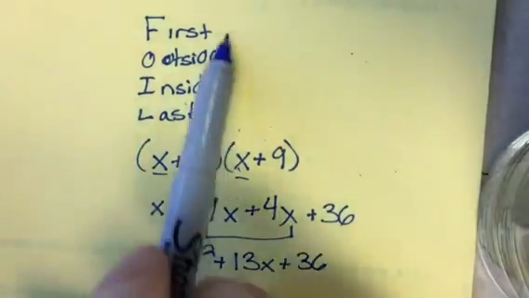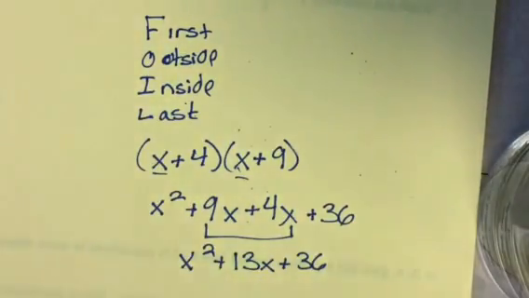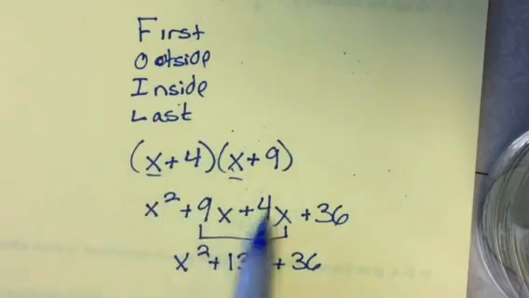So I don't usually think of it as FOIL, but this is how a lot of teachers will teach it. They will say, well, we have to FOIL the problem, which just means we have to distribute. So let's try another one and see how we do.